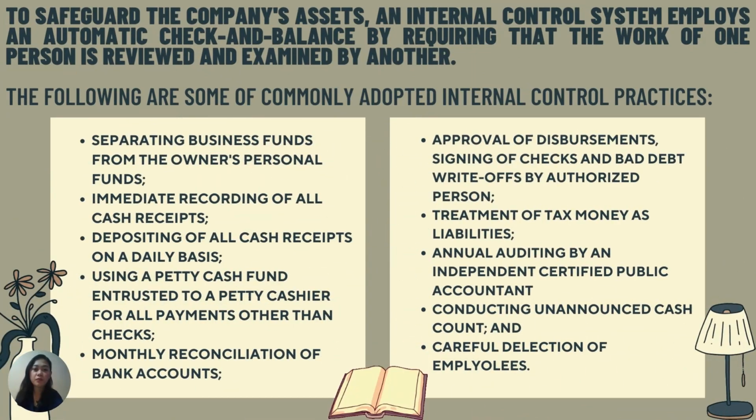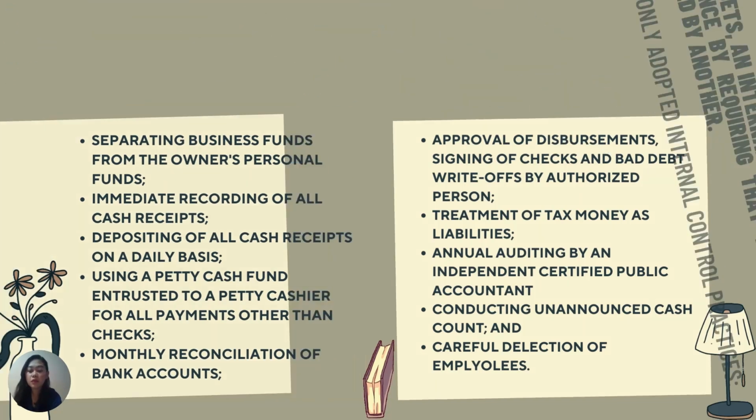Safeguarding cash from loss. To safeguard a company's assets, an internal control system employs an automatic check and balance by requiring that the work of one person is reviewed and examined by another. This is how to set your mindset that the money of your business is not your own money or your personal money.